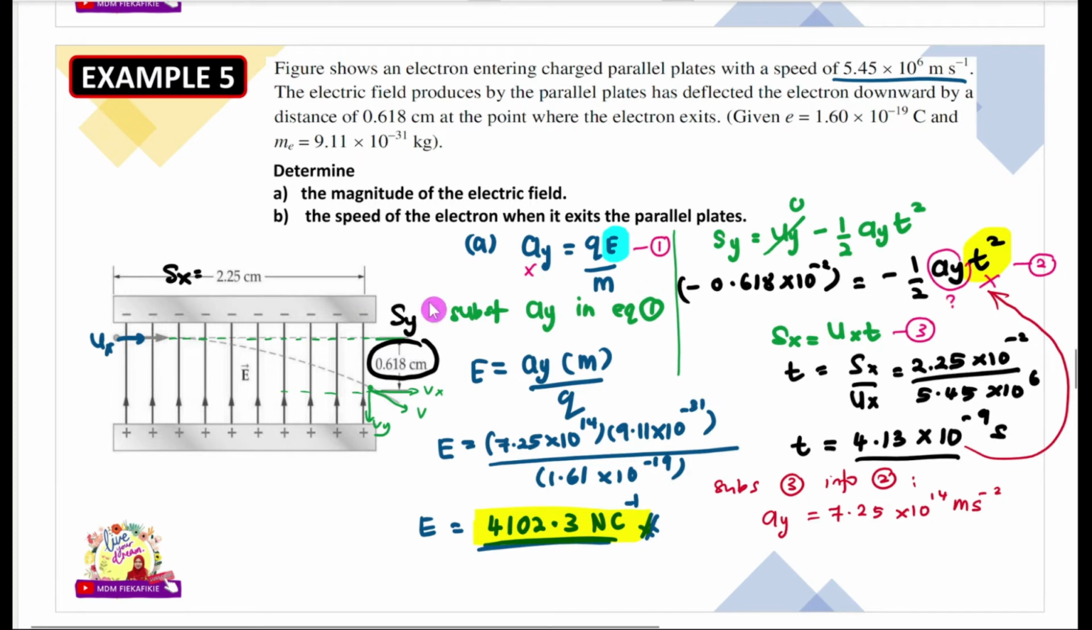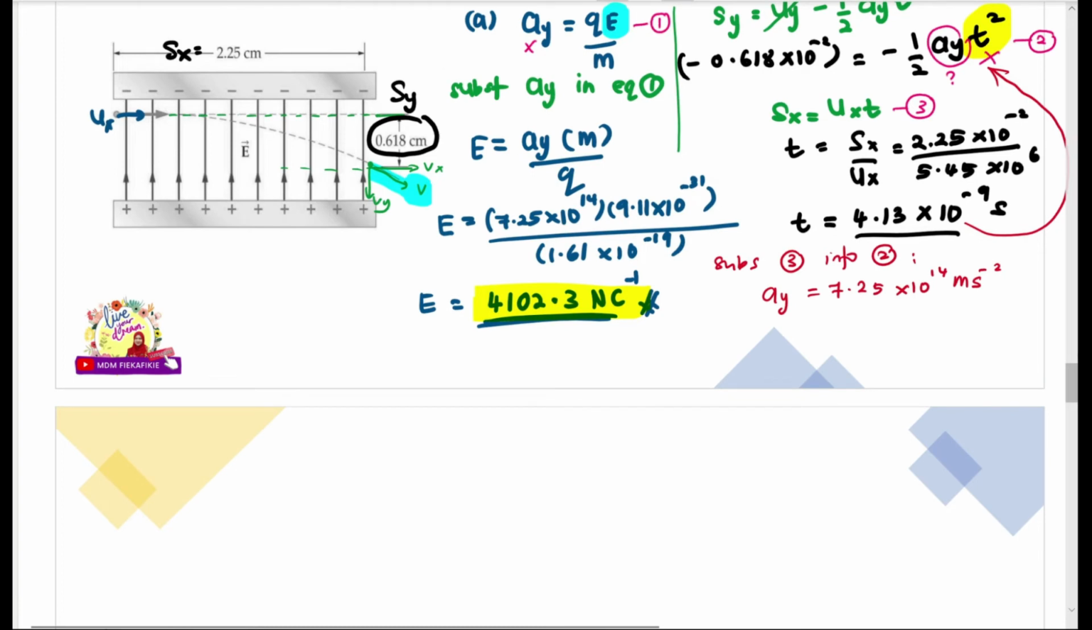And then for B, the speed of the electron when it exits the parallel plates. So kita nak cari V dekat sini berapa? Sini yang saya highlight dengan warna biru ini, okay? This one. So kita boleh kira dekat bawah. So B, kita dah tahu Vx kena ada equal to Ux. Okay, so kita tulis dululah maklumat yang kita dah sedia ada.